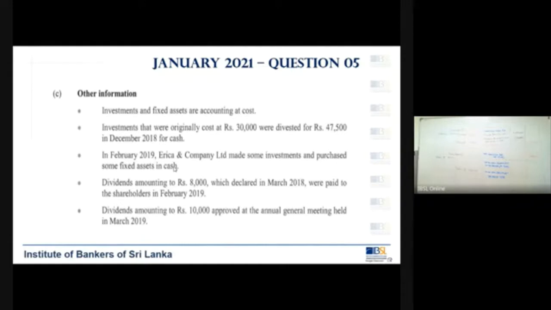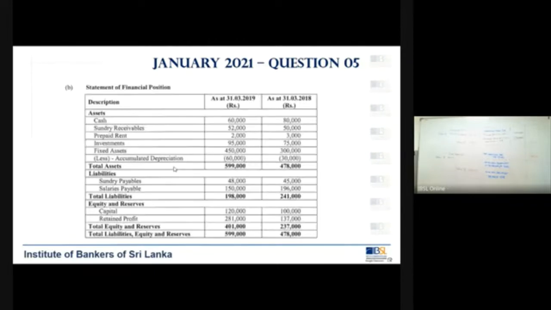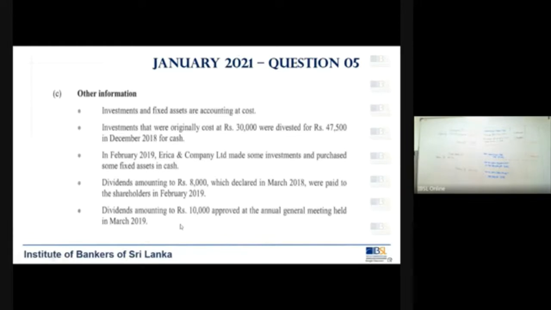Then they are saying dividends amounting to 8,000, which were declared in March 2018, were paid to shareholders in February. So the 2018 related dividend that they declared, they have paid in 2019. Now we are talking about 2 financial years. Whatever was approved in 2018 has been paid in 2019. But what has been declared and approved in 2019, what will happen? It will get paid later on.